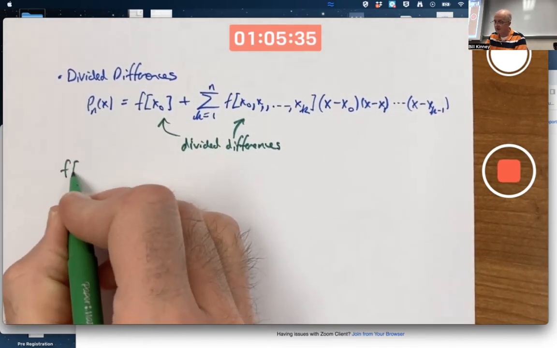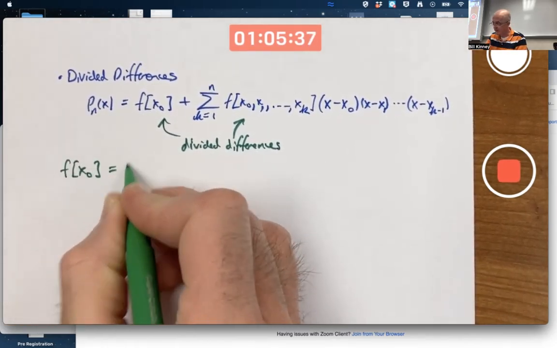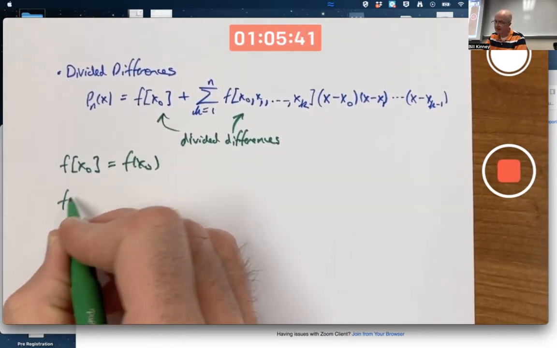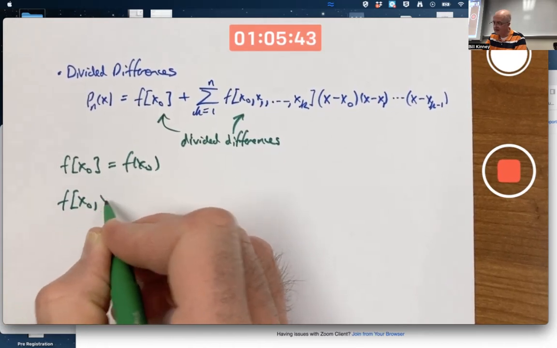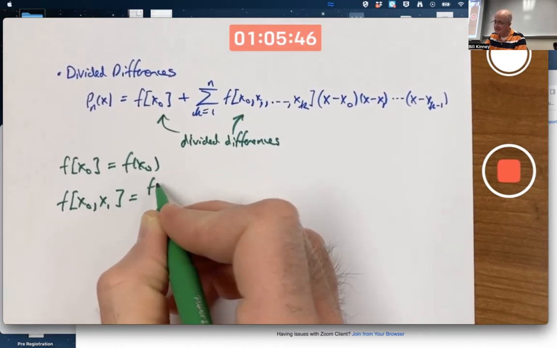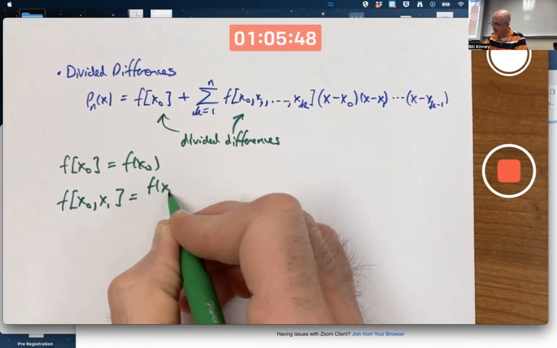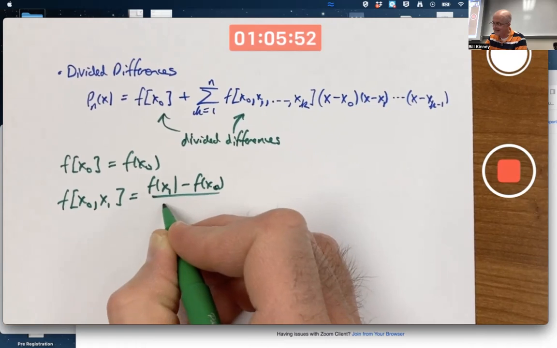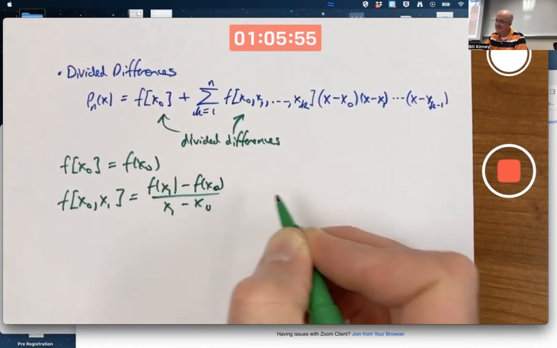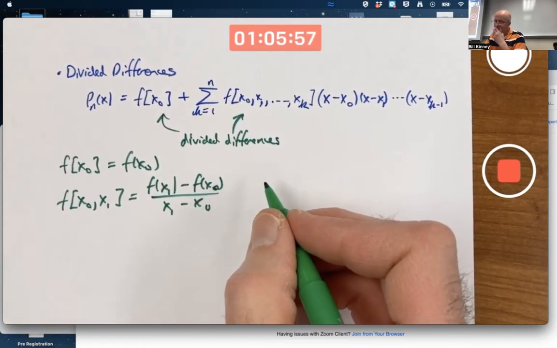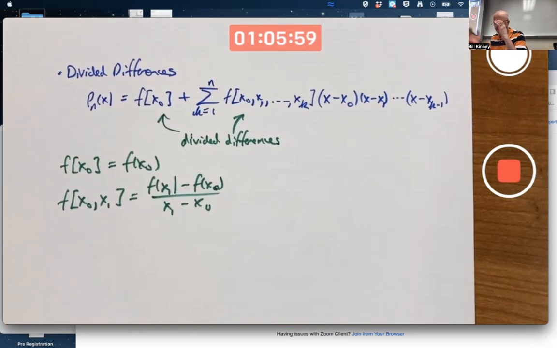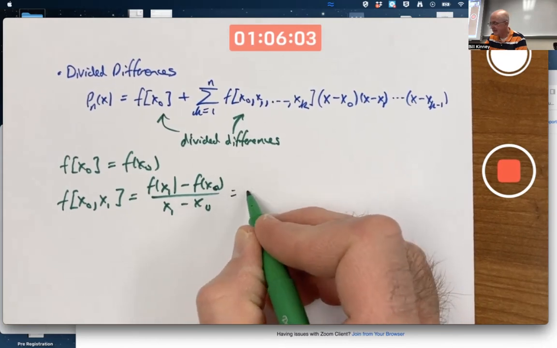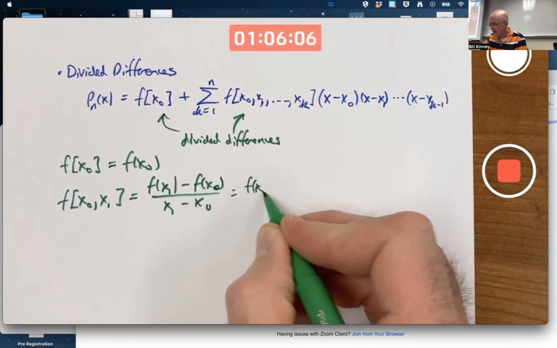F of x0 is just notation for the function value at x0. That's a 0th divided difference. F square bracket x0, x1 is a true divided difference of function values. You could also call it a difference quotient, but here it's traditional to call it divided differences. It's most natural to have the x's in order from least to greatest, but they don't have to be, and this does give you the same thing, even if you wrote it this way.